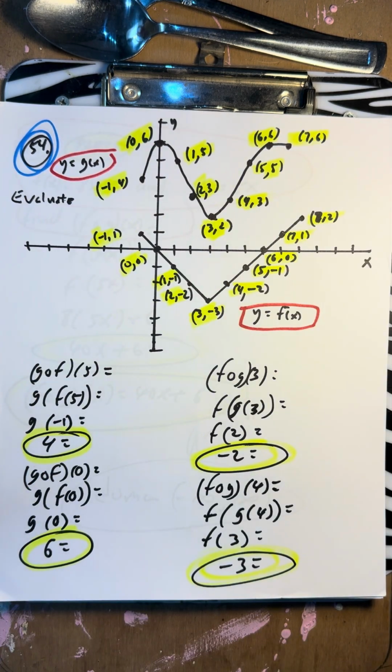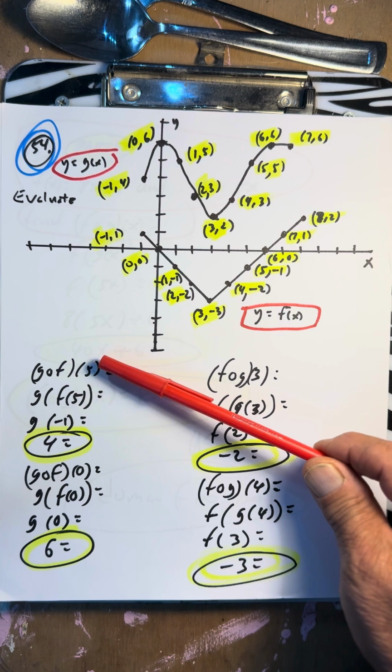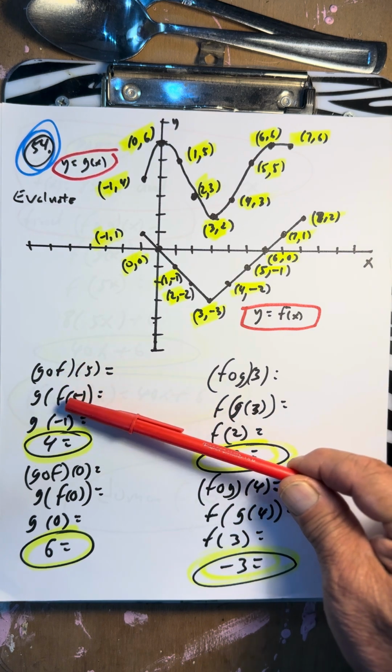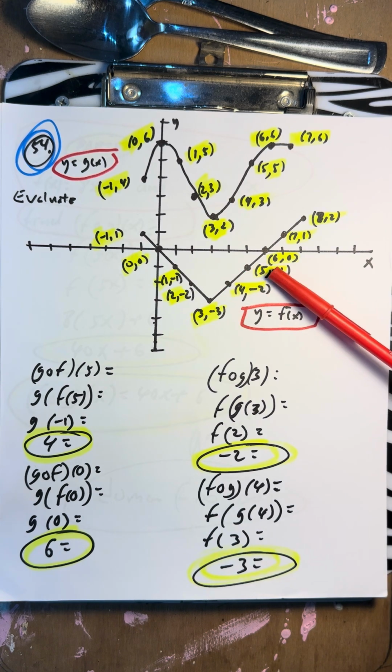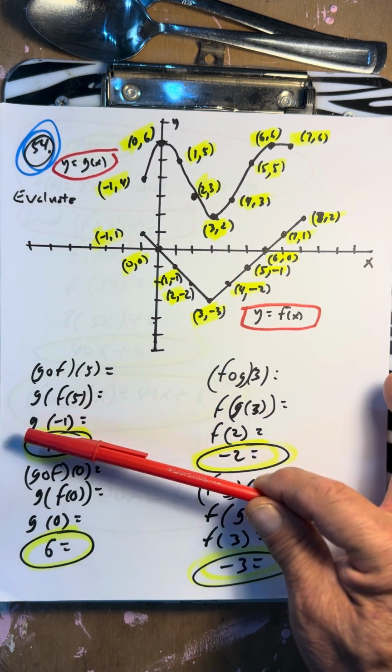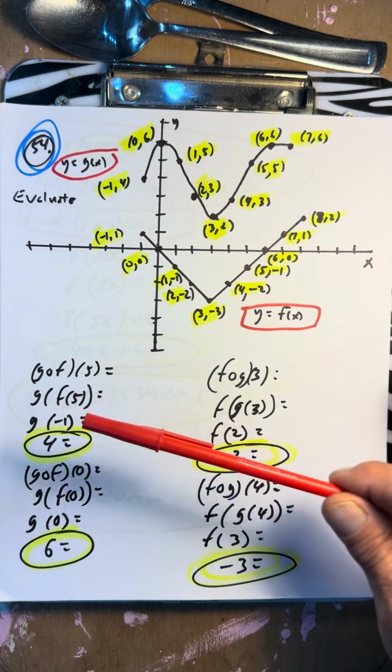Oh, another one. Hey, that's okay. We know how to do these. So g circle f of 5. F of 5, where's f of 5? Down here, right? So f of 5 is -1, right there. And g up here, g of -1 is 4.